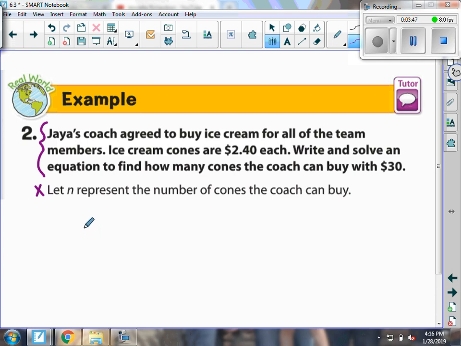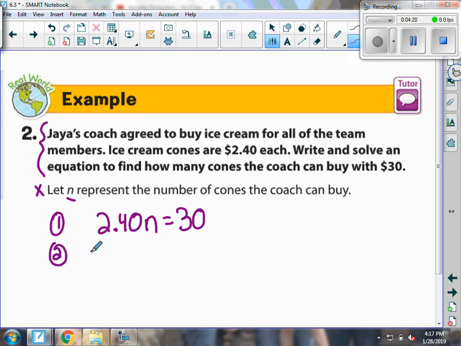So how much does it cost for an ice cream cone? It costs $2.40. Okay. They want n to represent the number of cones. So it's $2.40 for an ice cream cone. We don't know how many they're going to buy. So I'm going to put n to represent how many they buy. So 2.40n is equal to, how much money does he have to spend total? $30 is the max. So here's my expression. There's the first part.